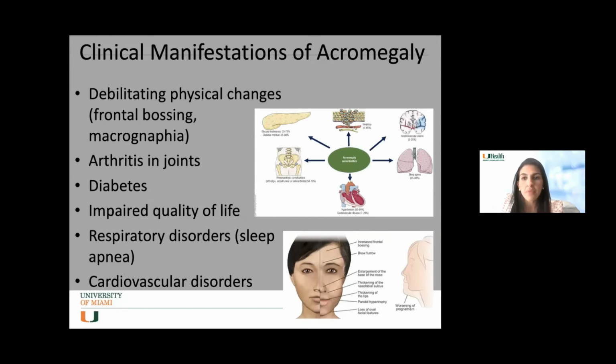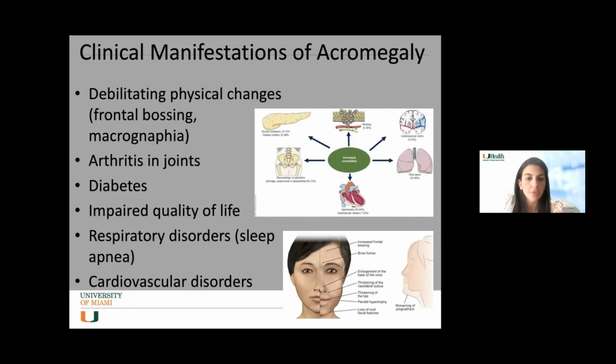What are the clinical manifestations of acromegaly? You have debilitating facial and physical changes like the frontal bossing and macrognathia. You can have arthritis, diabetes, impaired quality of life. In terms of respiratory disorders, it's usually in the form of sleep apnea. Their nasal passages are very large and obstructive. In fact, sometimes doing endoscopic cases in these patients can be tricky because their nasal passages are so hypertrophied. Their bone is going to be very thick, right? So you're going to be drilling for quite a while. As you can see, there are many end organs that can get affected from elevated levels of growth hormone and IGF-1 circulating.